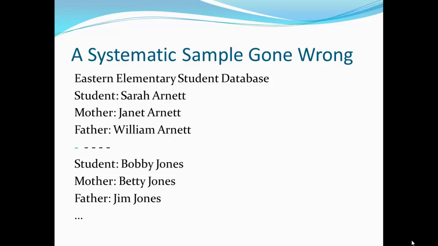Suppose we have a database of students and their parents from an elementary school. So we'd have maybe our student Sarah Arnett first, then her mother and father are listed in that order, Janet and William. Next student might be Bobby Jones, his mother Betty, and his father Jim. So what we have is a list of people that will have a pattern. The first will be a student, the second a mother, the third the father, and then the pattern will repeat.